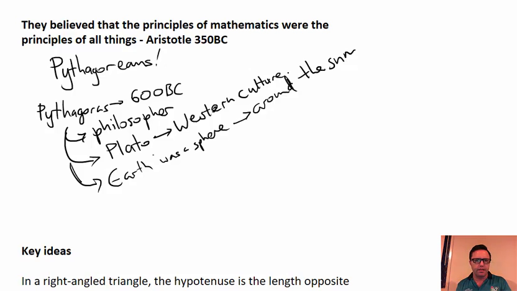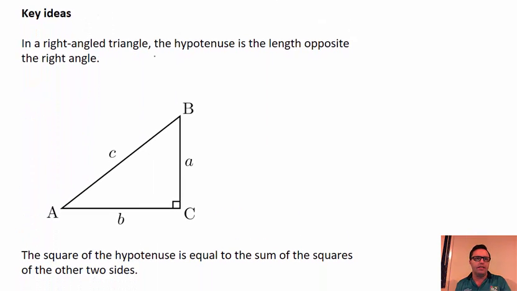Okay. So our key ideas are that in a right angled triangle, so we've got a right angled triangle, shown to be right angle because of that little square here, the hypotenuse is the length opposite the right angle. So this length here, c, is called the hypotenuse. Weird word, that's what it's called. Now remember, capital letters mean the points. The lowercase italics mean the actual line segment itself.